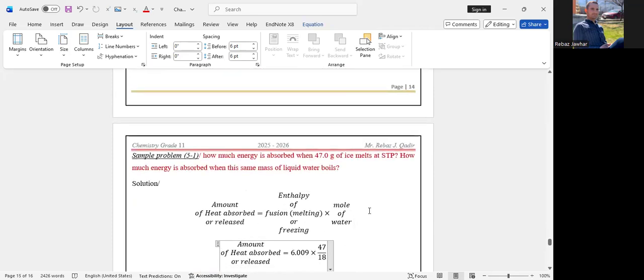solution, write down the rule. The rule says that the amount of heat absorbed or released is equal to the enthalpy of fusion, which means melting or freezing. Why is it written fusion or freezing? Because these two processes are always together at equilibrium, fusion and freezing. Condensation and evaporation are together at equilibrium. So that's why it's written fusion, which means melting or freezing, times the number of moles of water.